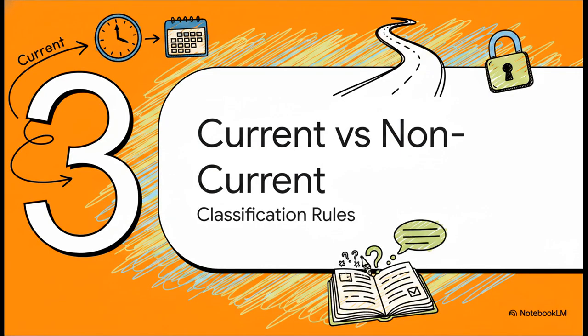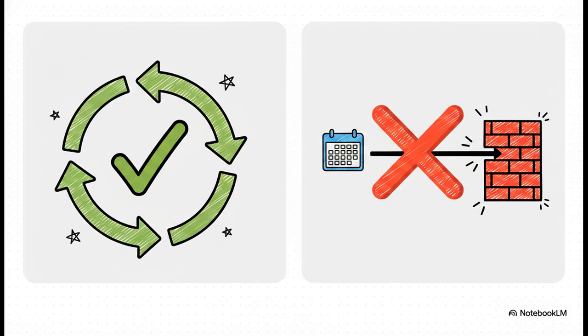Section 3. Current versus non-current rules. Now, I want you to look really closely at this wording. There is a massive difference between an asset being realized in the normal operating cycle versus within 12 months. According to paragraph 66A and 69A of Ind AS 1, trade receivables and payables that are part of the normal operating cycle are classified as current. And get this, that's true even if they are due to be settled more than 12 months after the reporting period.